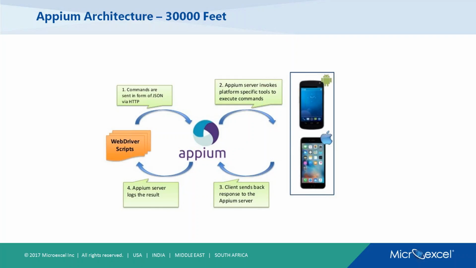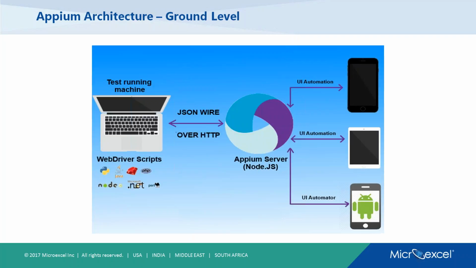So the Appium server sends your commands from your WebDriver scripts to your mobile phone, which can be your iOS phone or Android phone. And when it fires a command on those devices, whatever response is generated from those devices is sent back to your WebDriver scripts, and you can capture the results in your WebDriver scripts in terms of your flow. So this was, on a very high level, how Appium works.